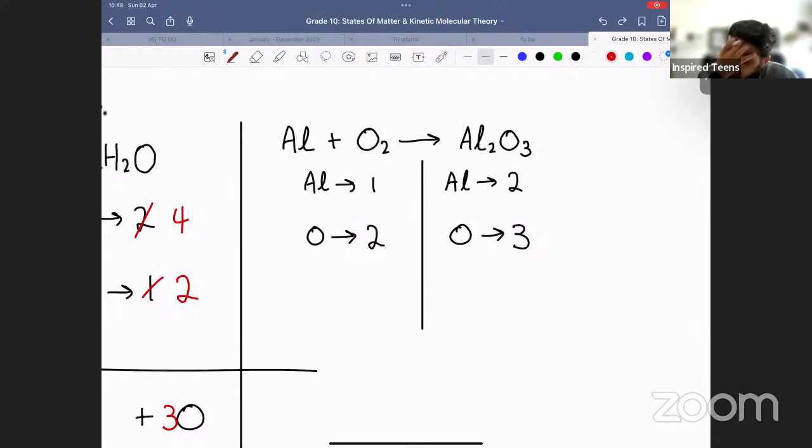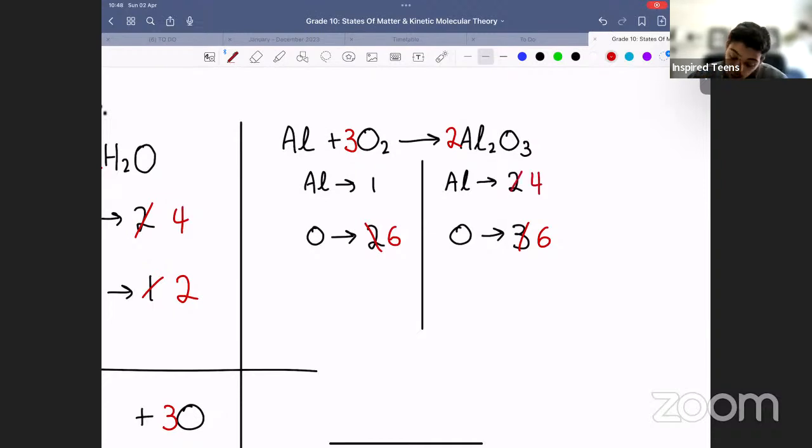So for the oxygen on the left, I already have 2. I can multiply it by 3, and now I have 6. For the oxygen on the right, I already have 3. I can multiply it by 2, and I have 6. I hope you guys are getting that logic. So now they're both the same, they're both at 6. Thereafter, I need to balance my aluminiums. So by the way, aluminium on the right went from 2 to 4.